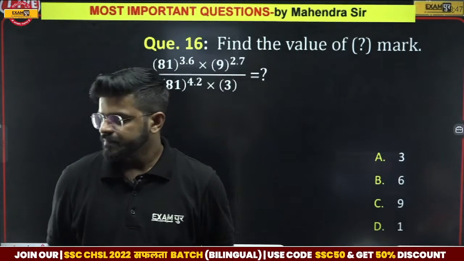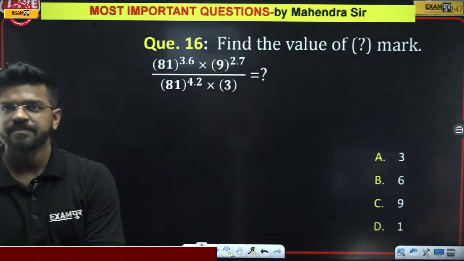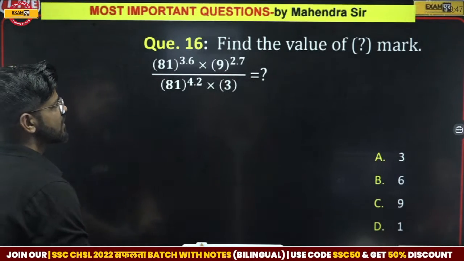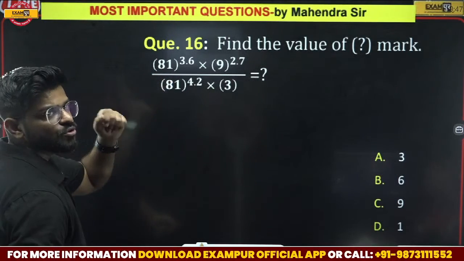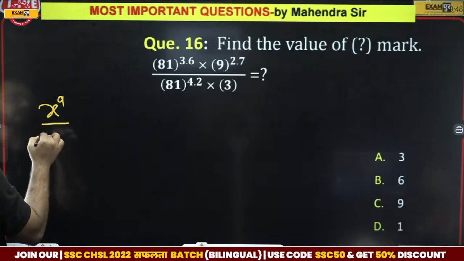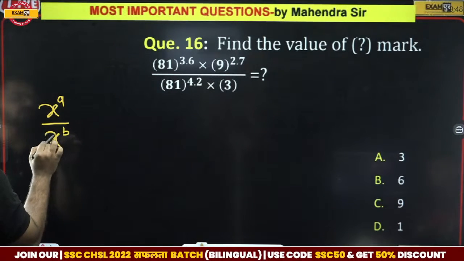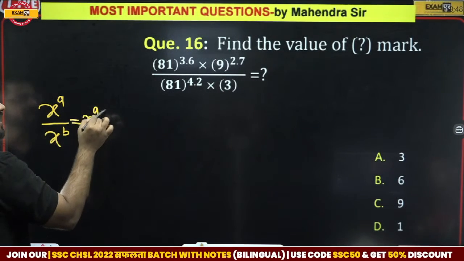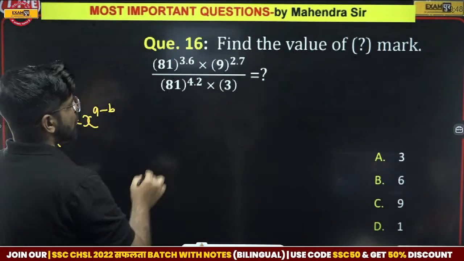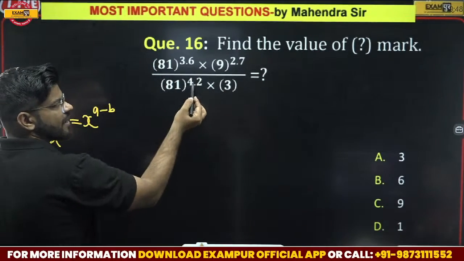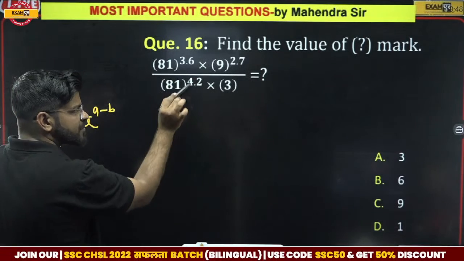Question number 16. Yes, tell me the answer for this question. This is a very beautiful question. You know that if something is here, x to the power a, and one same x is here, so we can write it x to the power exactly a minus b. So if we subtract these two, the greater power is here, so we will subtract here.